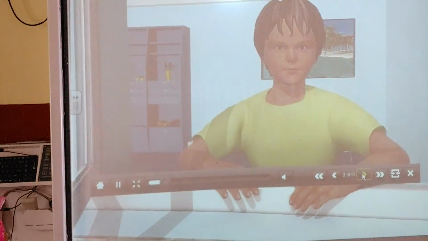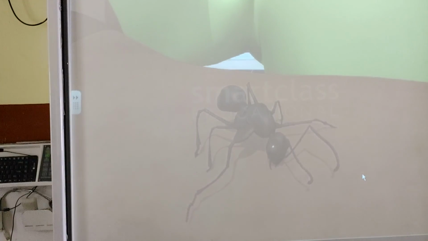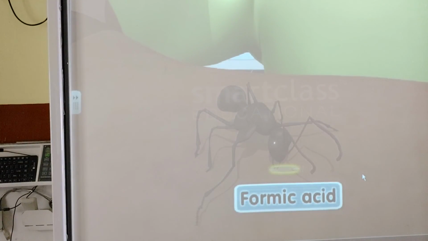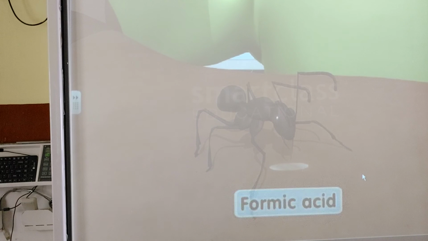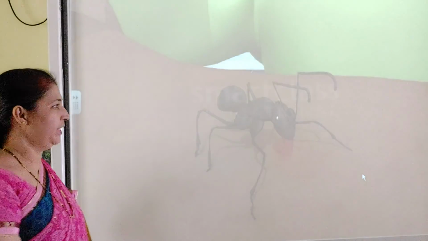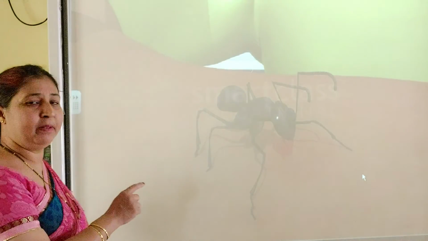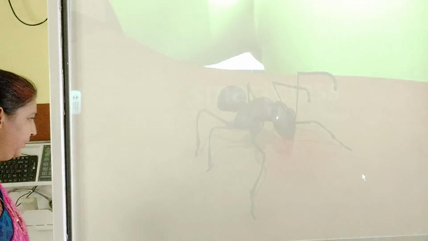An ant bite is painful, isn't it? When an ant bites, it injects an acid called formic acid in the skin. Formic acid causes the skin at the bite area to become red and itchy. So what does it inject? Which acid? When it bites, it injects the acid known as formic acid. So only that part becomes red and you feel like itching.